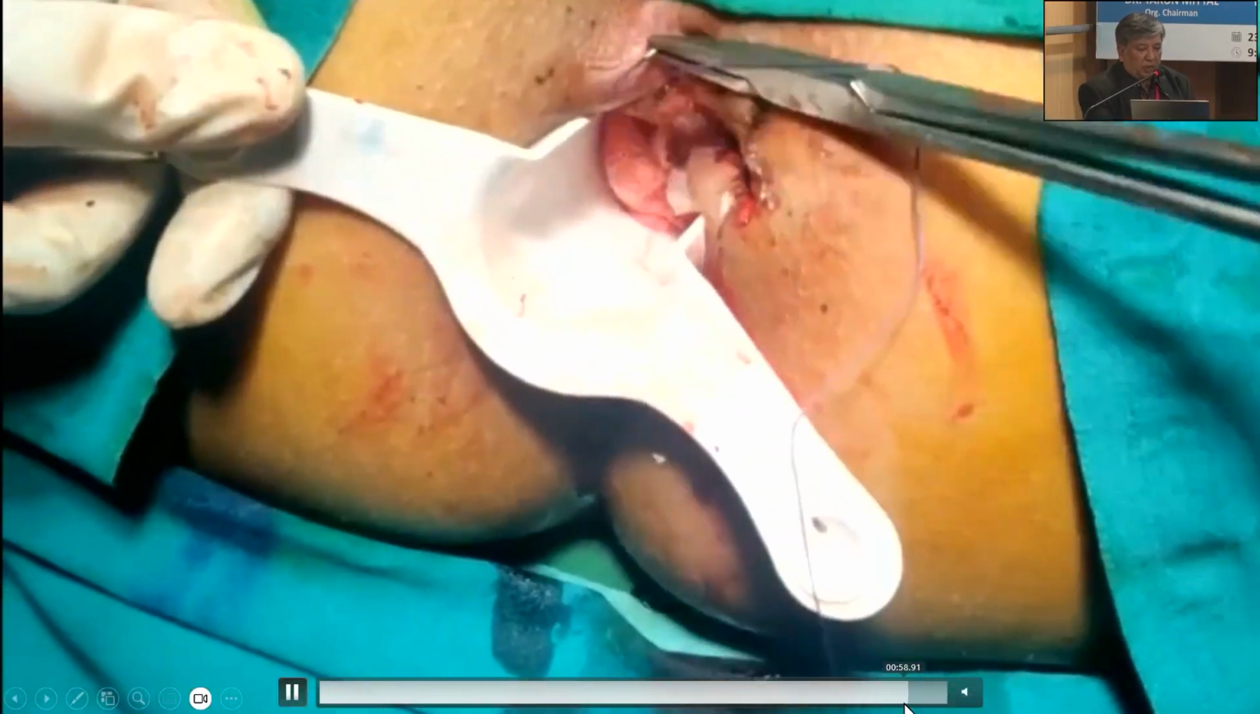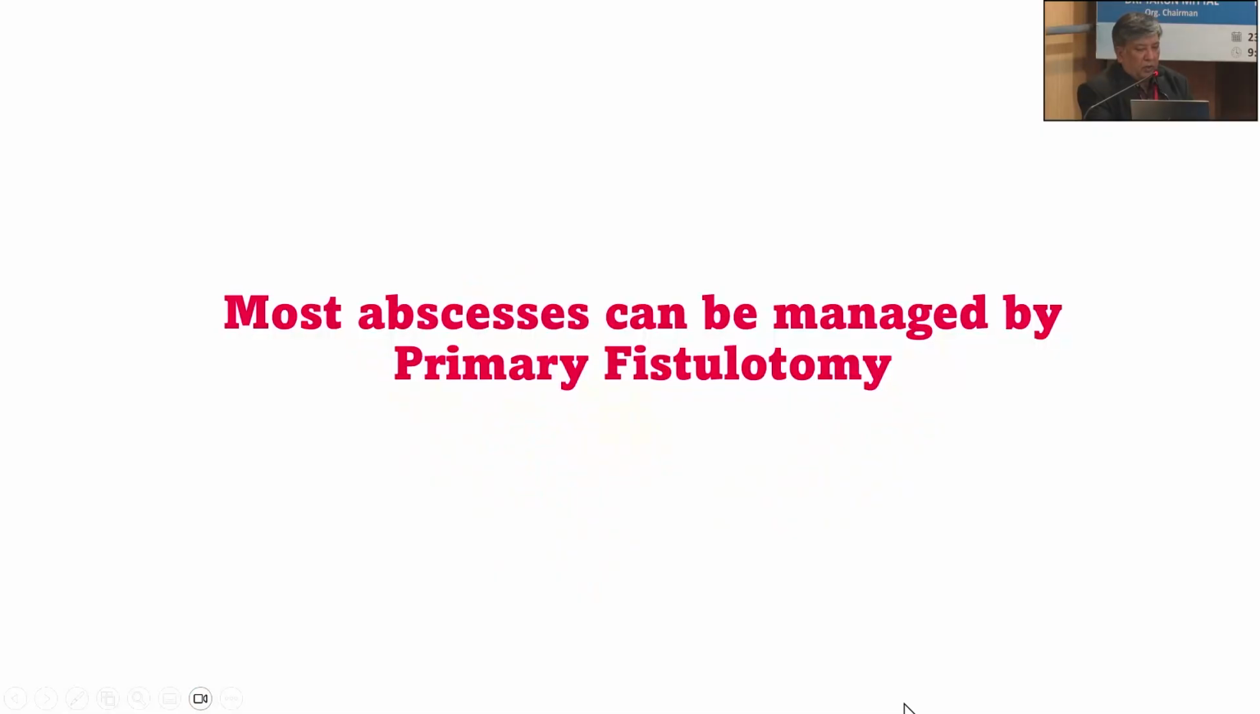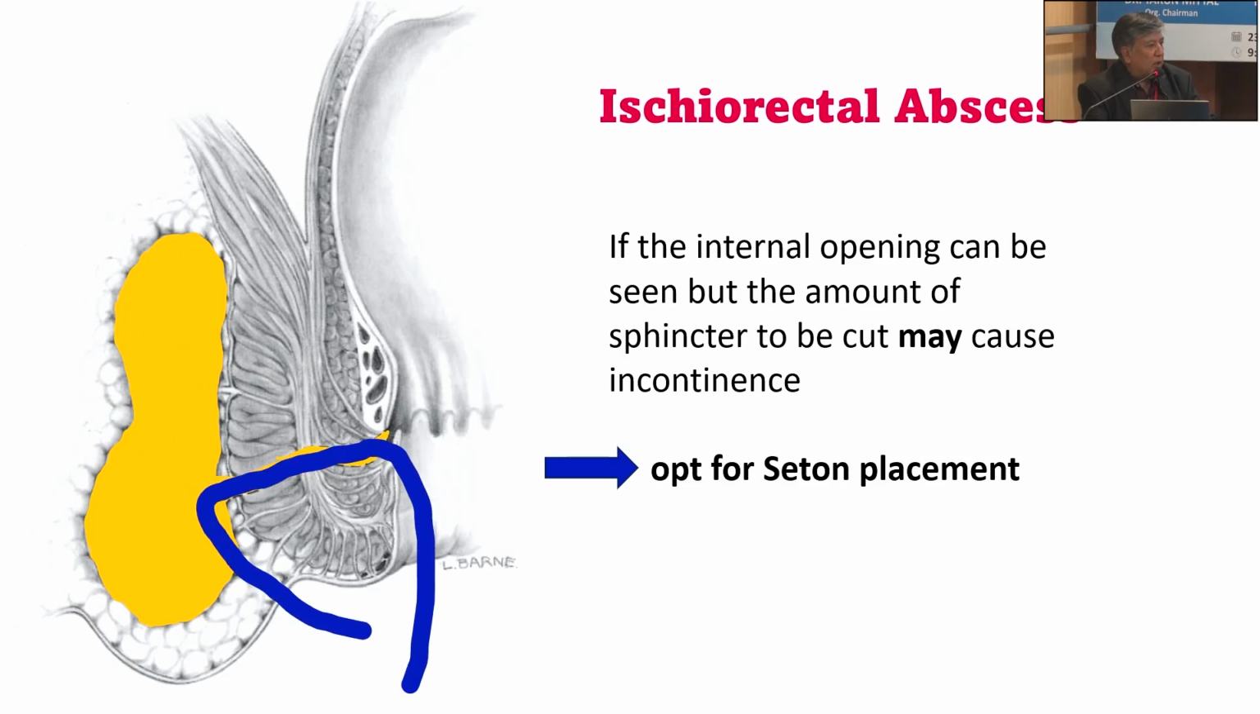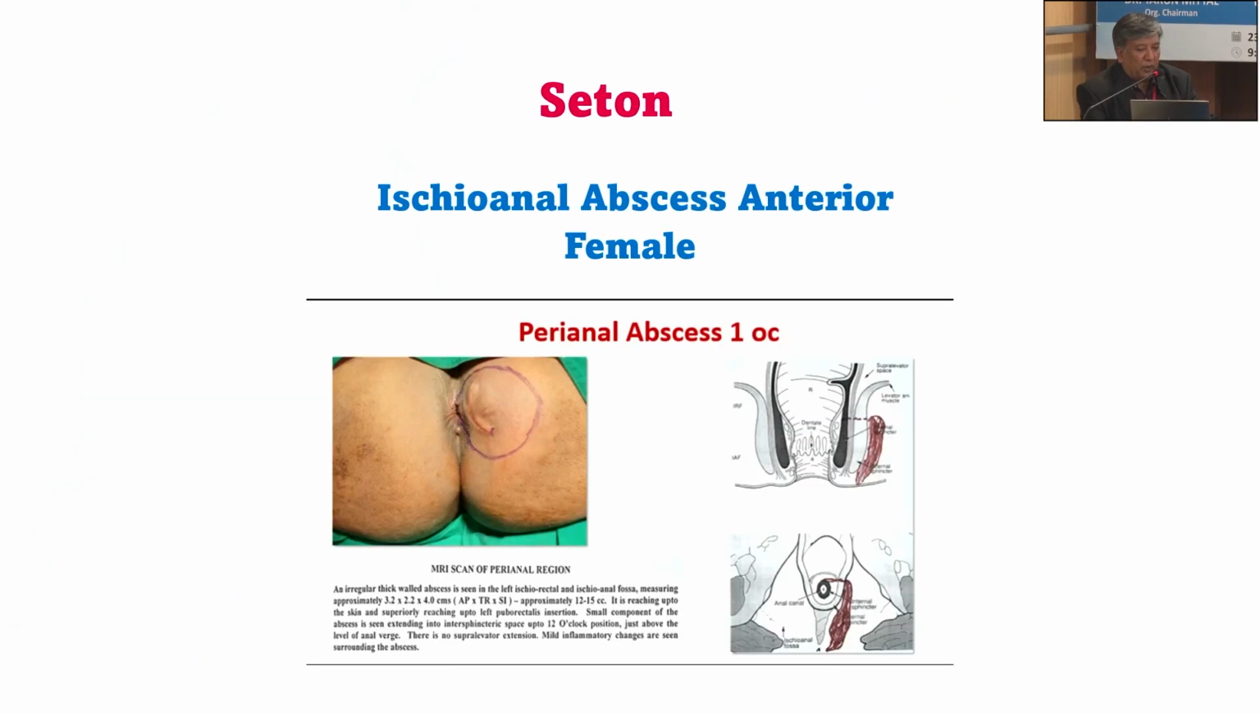And then do a primary sphincter repair. Most abscesses can be managed by primary fistulotomy. Now, if you think it's too high, you just place a seton. Don't do anything else, just place a seton, but don't make a false tract when you're doing it.